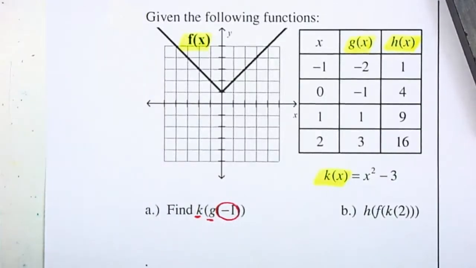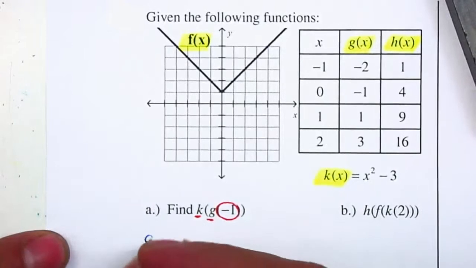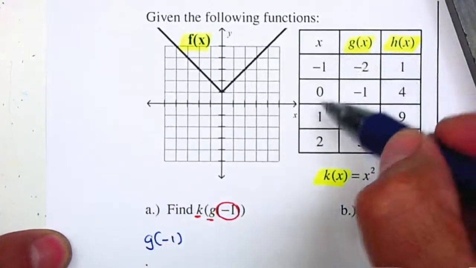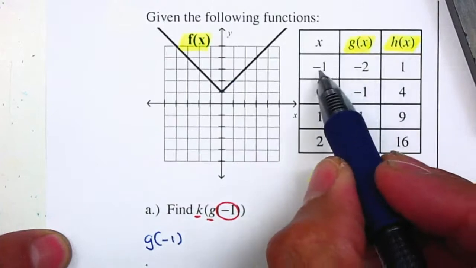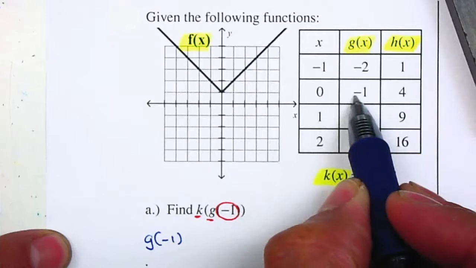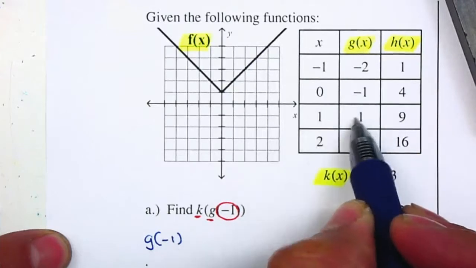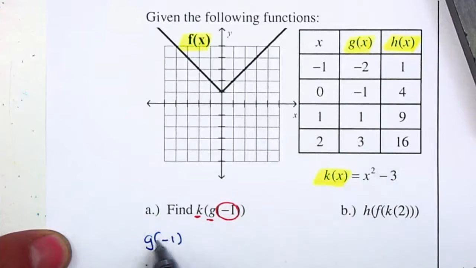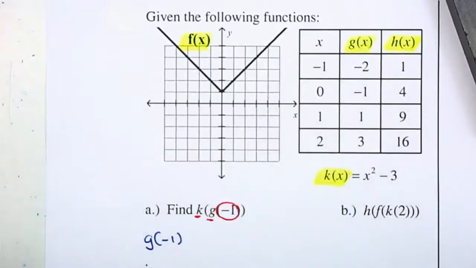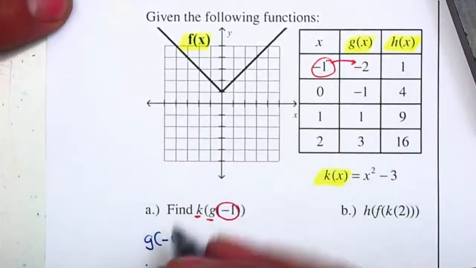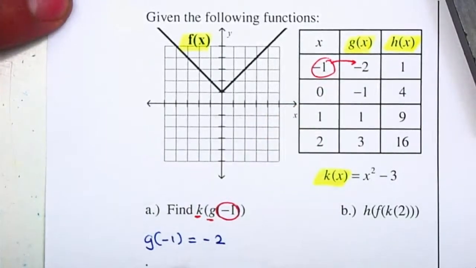So therefore, the first step is to find g of negative 1. Now remember that they give you a table for g. That means that they plug in a negative 1 for the x and they got a negative 2. They plug in a 0 and they got a negative 1. They plugged in a 1, they got a 1. And they plugged in a 2 and they got a 3. So when they plugged in a negative 1 inside the g, they got a negative 2. So g of negative 1 is negative 2.